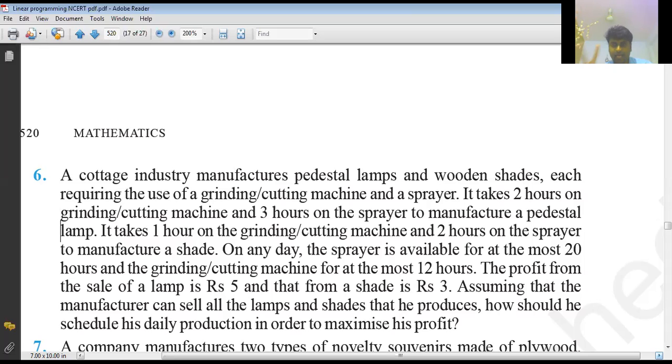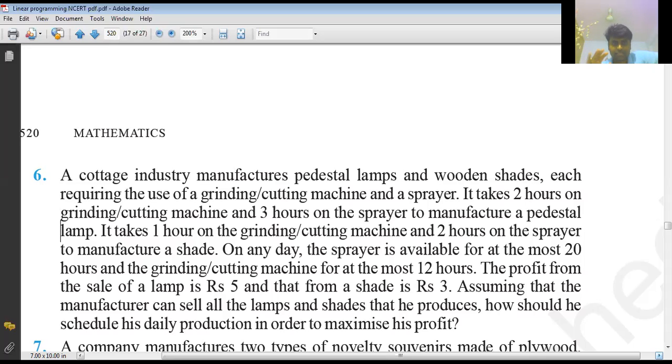shades. Correct? Now, how many hours it will take to manufacture those items, we'll see from the second sentence. It takes 2 hours on the grinding and cutting machine and 3 hours on the sprayer to manufacture a pedestal lamp. For pedestal lamp only, it is taking 2 hours for grinding and cutting and 3 hours on the sprayer. And what about the wooden shade? It is taking 1 hour on the grinding and cutting machine and 2 hours on the sprayer to manufacture a wooden shade.